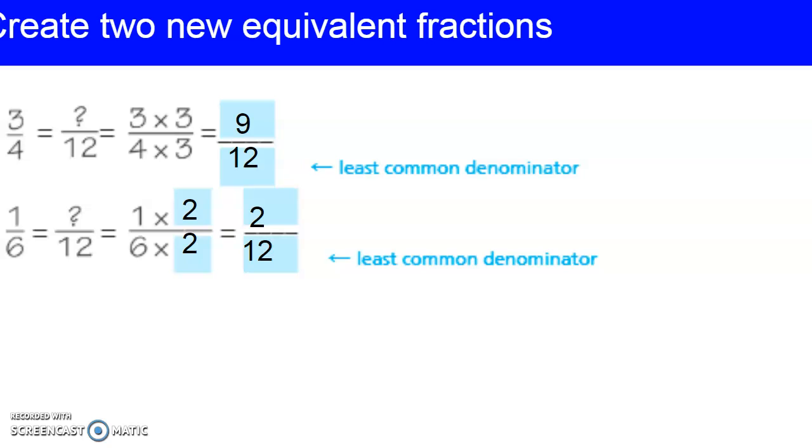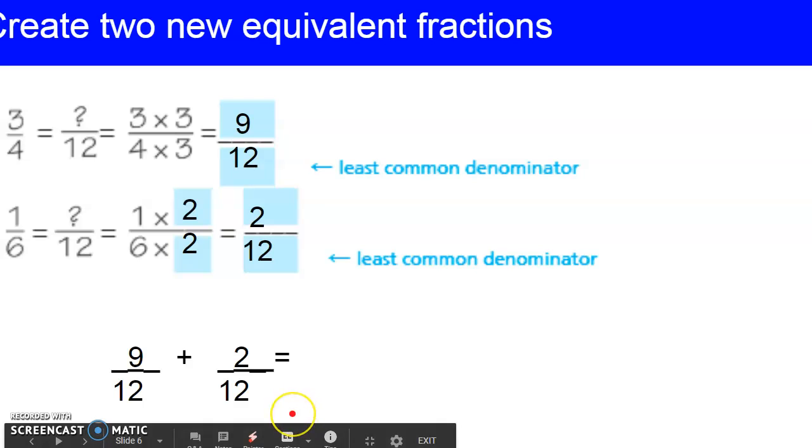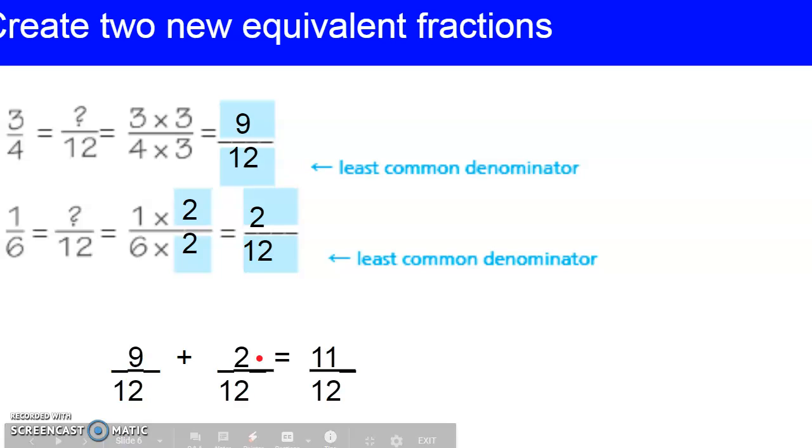Why did we do that? Because now we have two new fractions that have the same denominator. So now we can add 3/4 plus 1/6, or 9/12 plus 2/12. 9/12, which means 9 pieces, right? Each one's a 12th, and 2 pieces, each one's a 12th. We're just going to add our numerators, and the sum is 11/12.